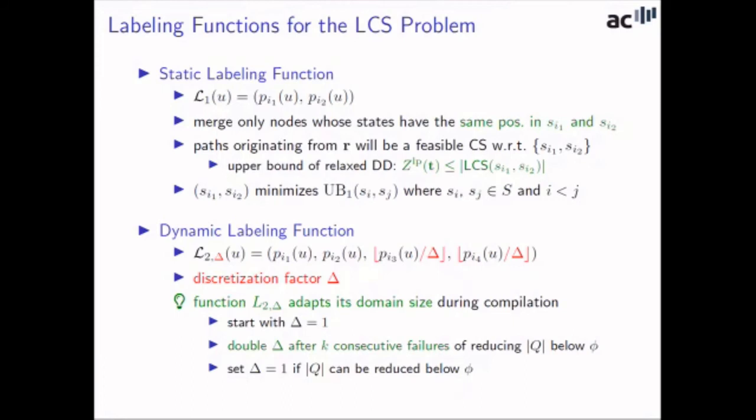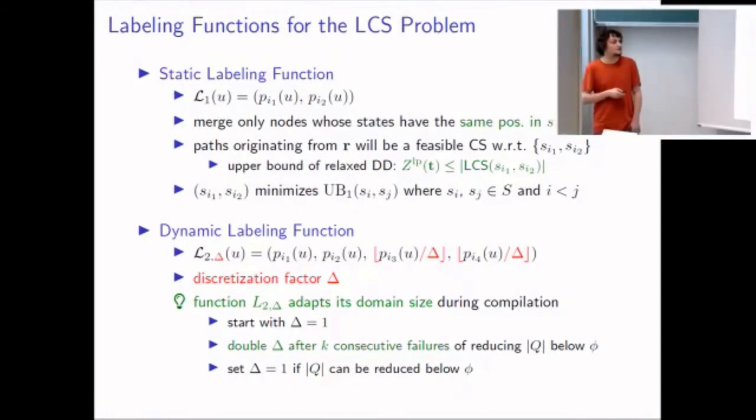And we select this pair of input strings by minimizing this first fast to calculate upper bound function. The second labeling function we use is a dynamic one, where the idea is that we do not only consider two input strings, but four input strings. However, in practice, it turns out that for four input strings, the domain size of the labeling function is already too large, so we cannot compile a relaxed decision diagram in reasonable time. And that's why we discretize the last two values of this labeling function. So we introduce here this discretization factor delta, and we adapt it in a dynamic way during the compilation process.